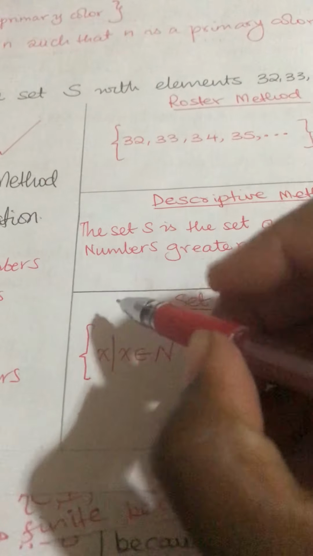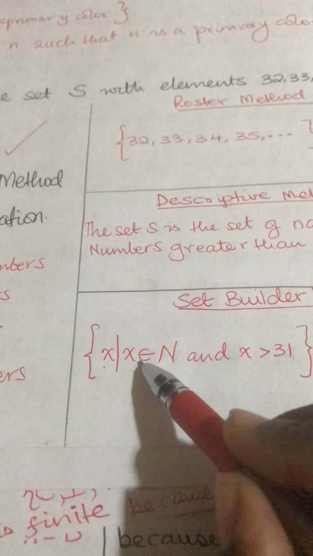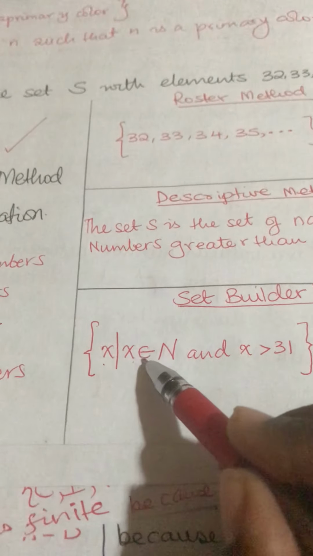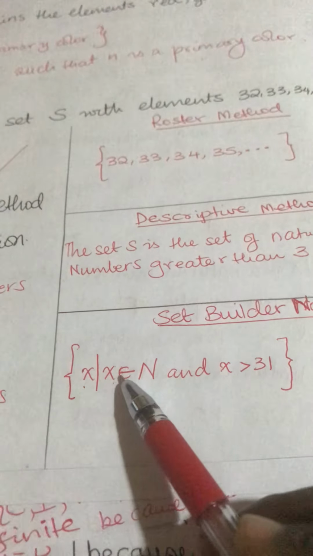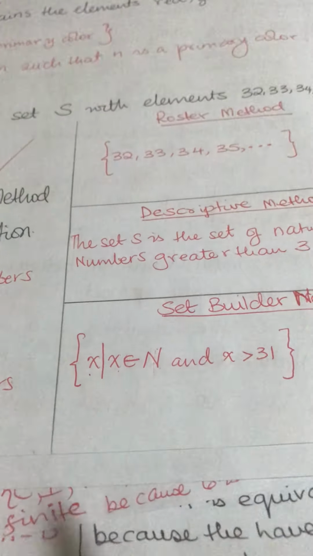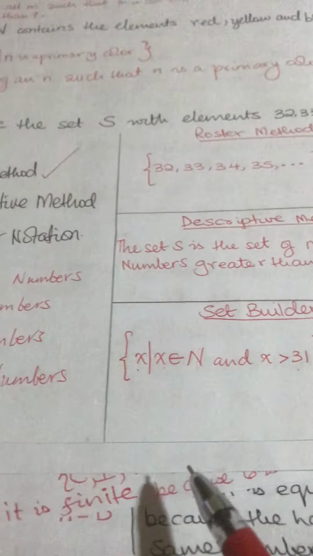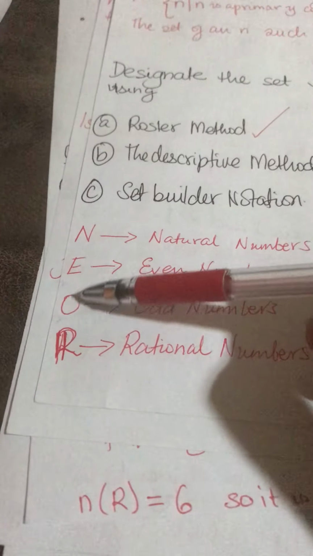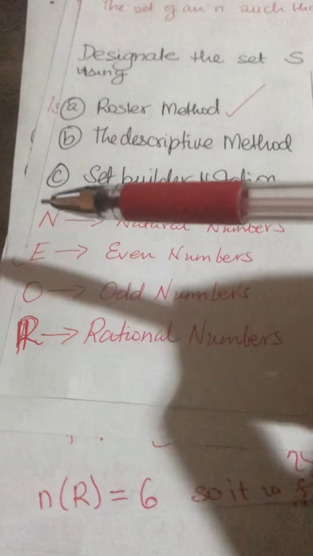Okay? Set builder notation. I chose my variable to be X. I put this line here, X, and then the set notation. This means set. Okay? You belong to this set. Okay? This N here means natural. And then X has to be less than 31. So I wrote for you these letters here. Capital N means natural numbers if you see it.